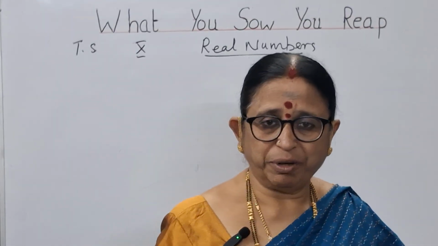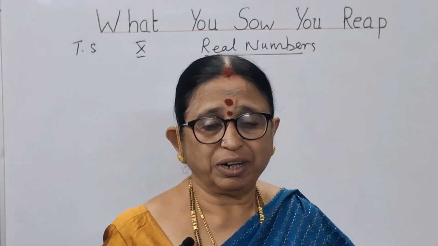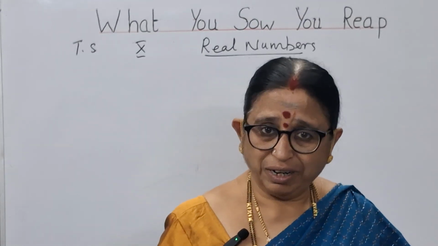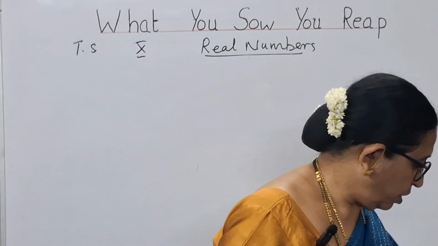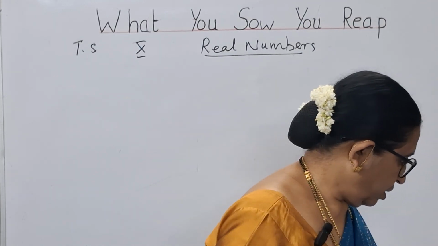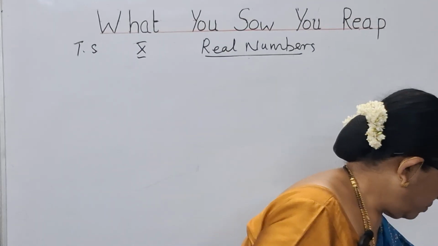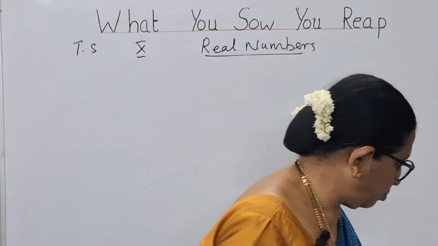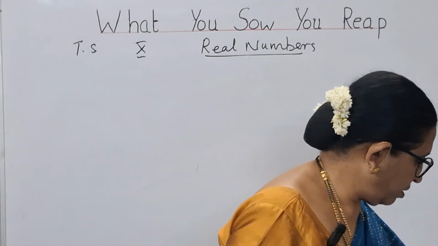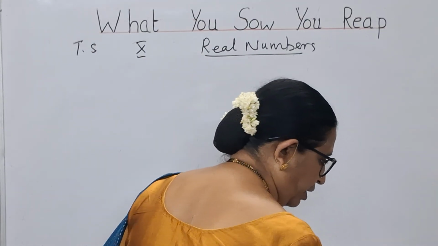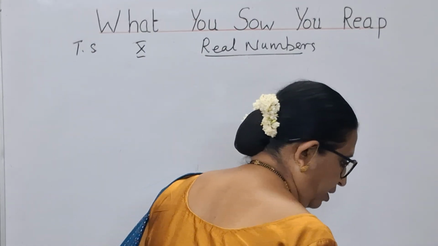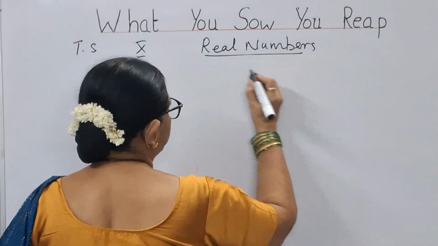Now, let us come back to our topic. I have done Euclid's division lemma in the previous topic. Now I am going to do the examples that are given in your textbook. The first one is example 1, given on page 5.